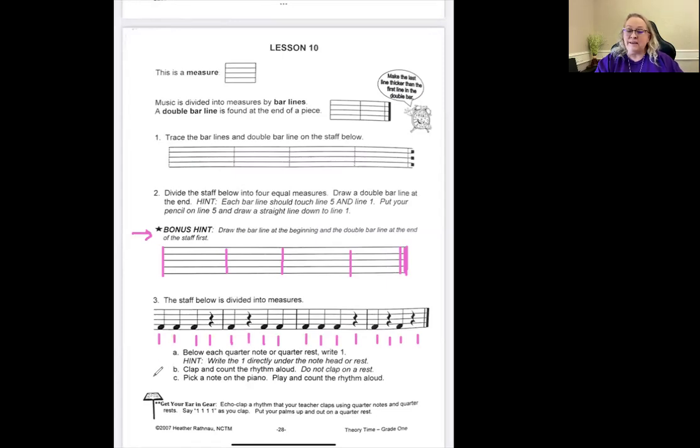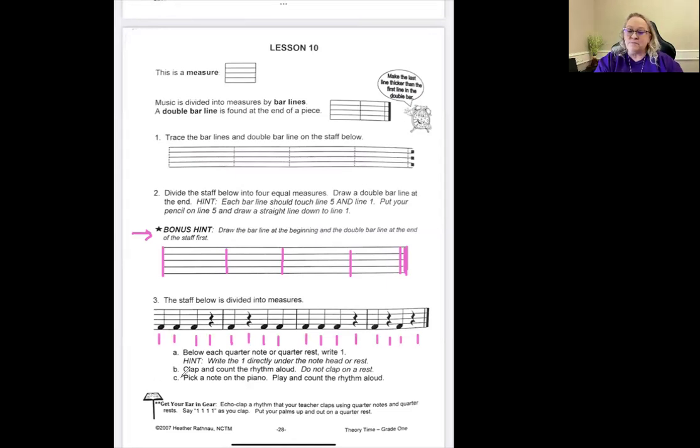Then it says clap and count the rhythm aloud. What they want you to do is 1, 1, 1, and then 1. When there's a rest, they don't want you to actually clap. So I actually open my hands and make a little pulse. 1, 1, 1, 1. So I want to feel that rest just like I feel the clap of the beat.